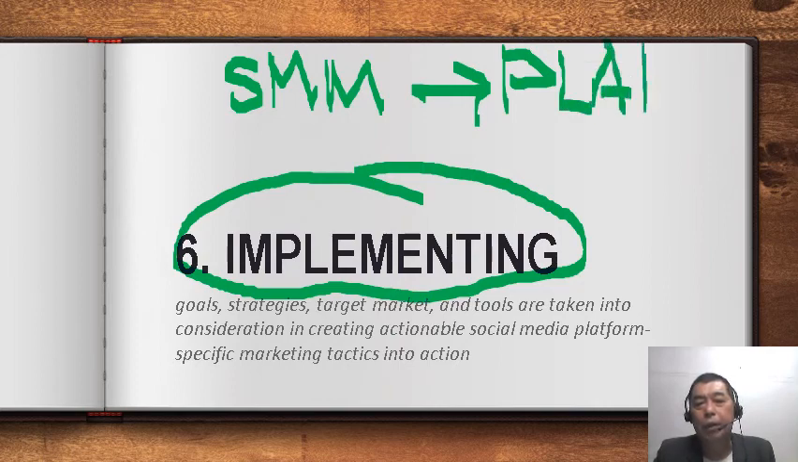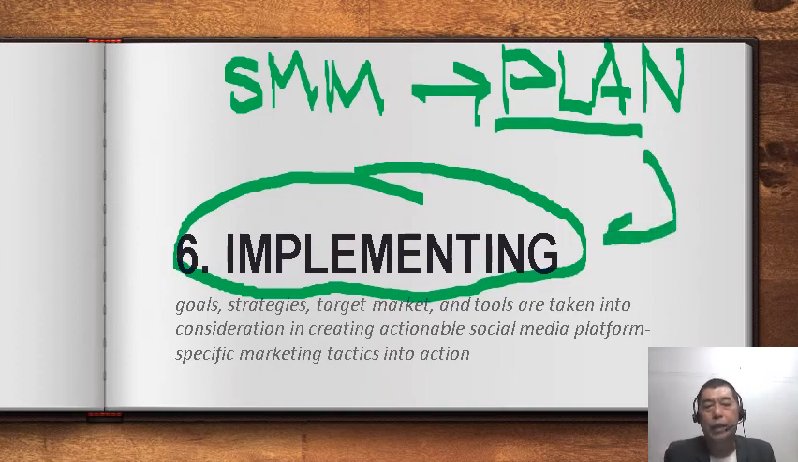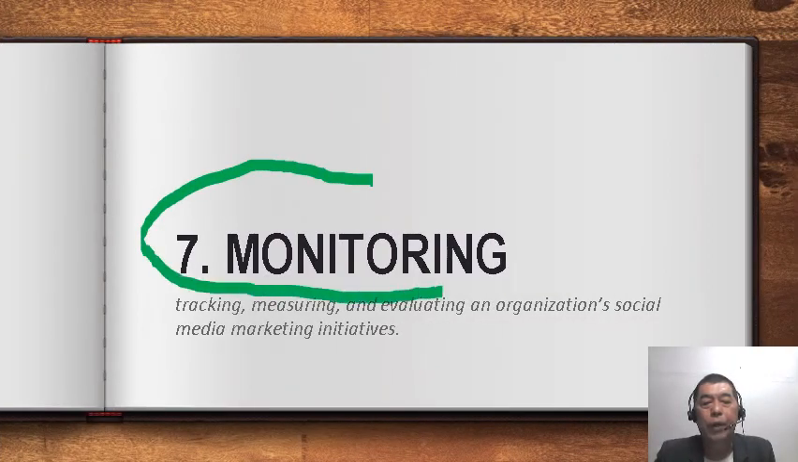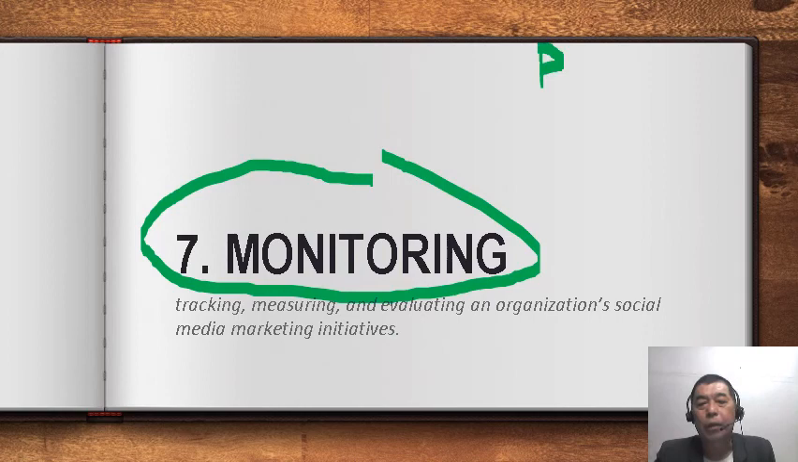Simple as that, you implement the plan. So the goals, strategies, target audience, and your tools are already taken into account, and then you implement that plan to your benefit. And then the next is evaluation. So after planning, you go to implementation, and after implementation is evaluation, or what you call monitoring.